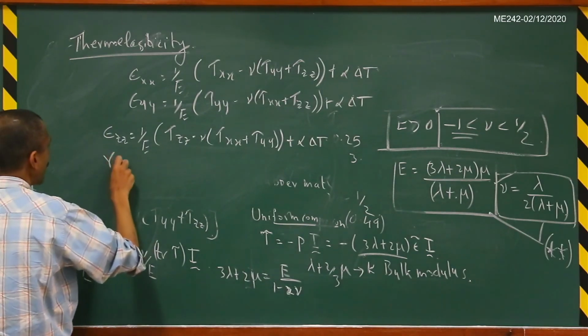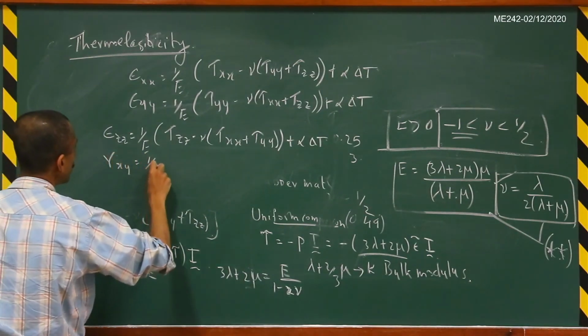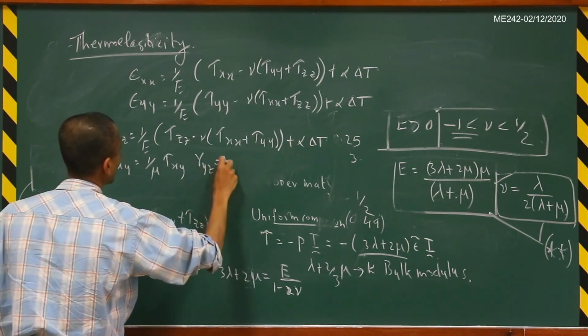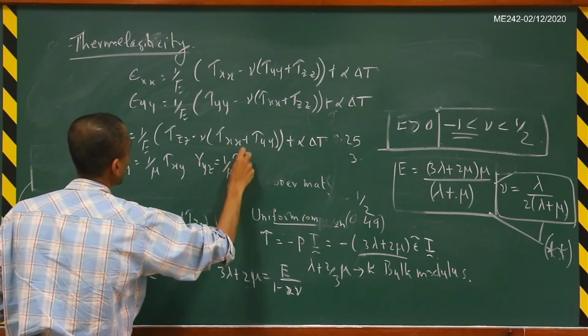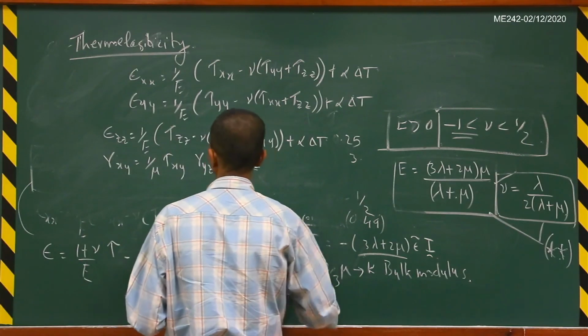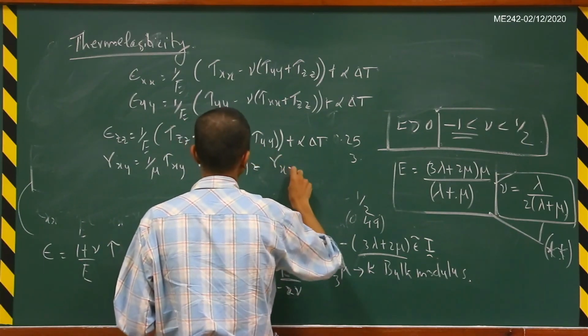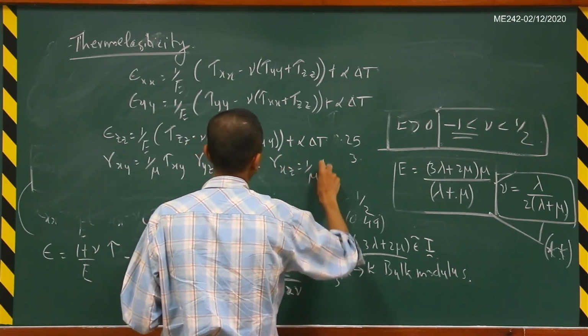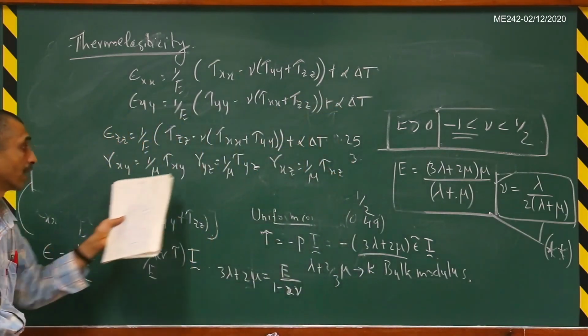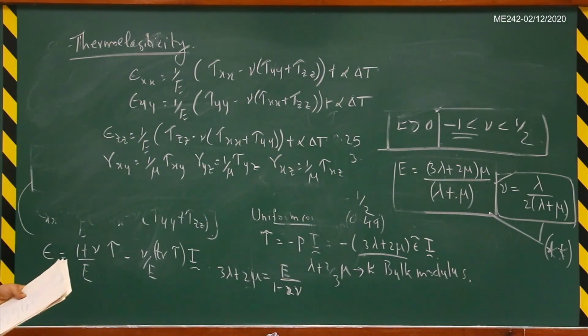So your gamma xy is 1 by mu times tau xy, gamma yz is 1 by mu times tau yz, and gamma xz is equal to 1 by mu times tau xz. So the thermal part does not affect the shear stress, shear strain relation, but only the normal stress, normal strain relations here. So yeah, we will stop at this.